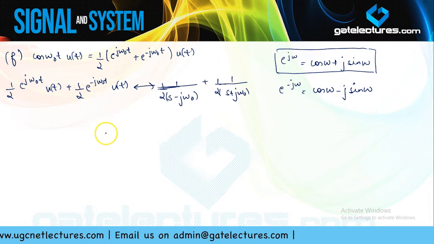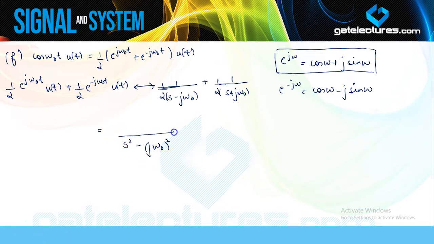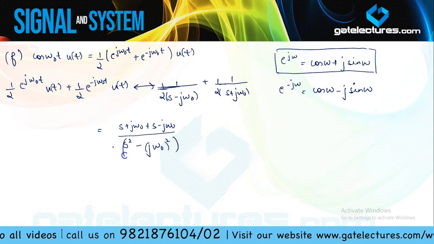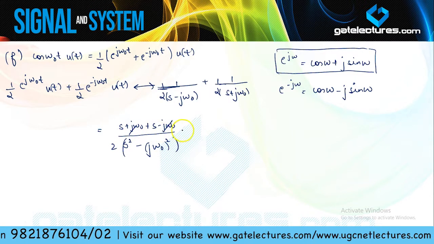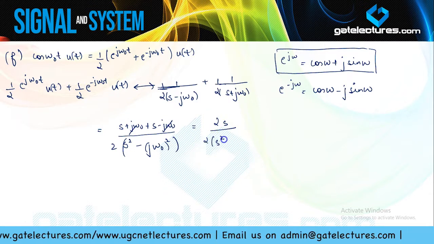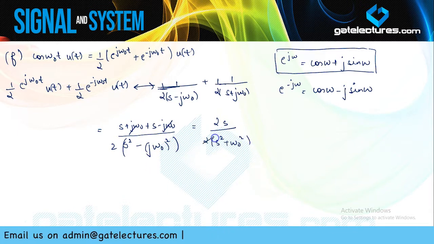This is how the shift is going to happen. So just try to combine this. Take the LCM. This is going to be s square minus (j omega naught) whole square. s plus j omega naught plus s minus j omega naught, and 2 is already there. So what do you obtain? 2s upon 2 into s square. This j square is going to be minus 1, so what do you get? s upon s square plus omega naught square.